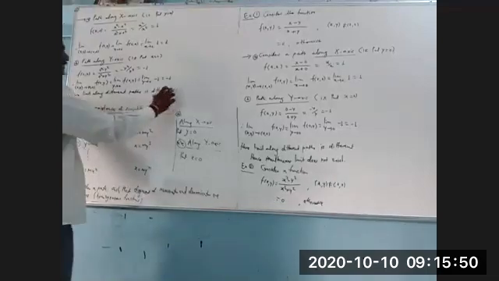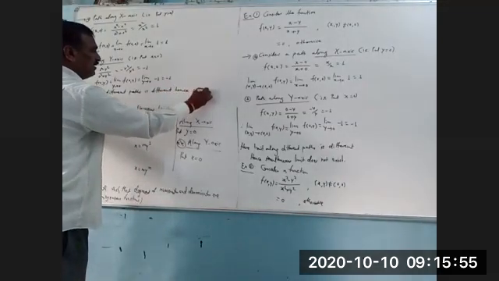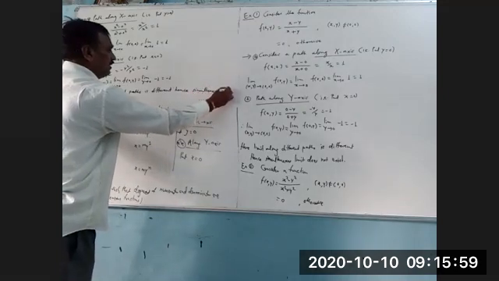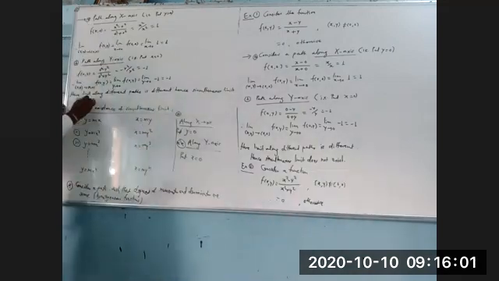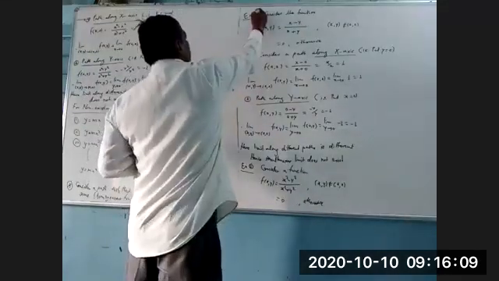Okay, hence the simultaneous limit does not exist. Similarly, we'll take example number 3.